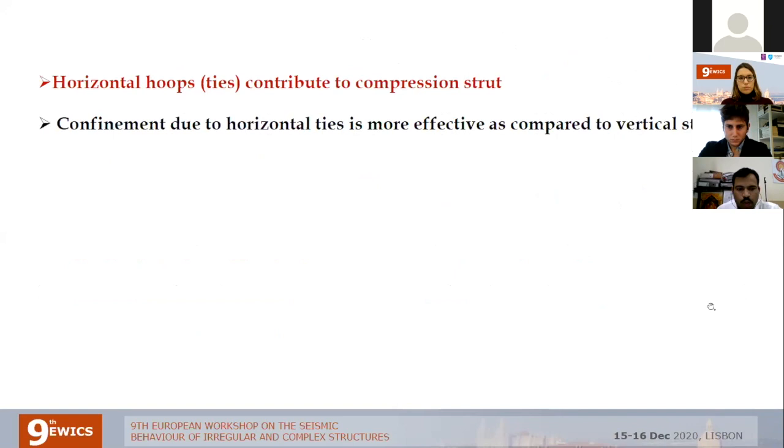Horizontal hoops, that is the ties, contribute to the compression strut in the direction of the longitudinal beam reinforcement. Hence, confinement due to horizontal ties is more effective as compared to the vertical stirrups.